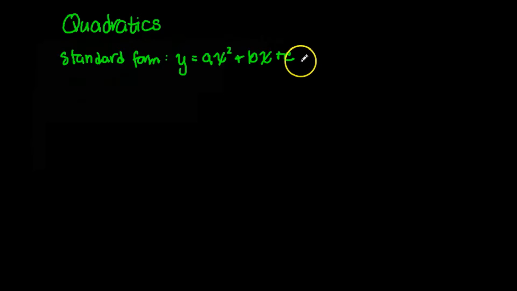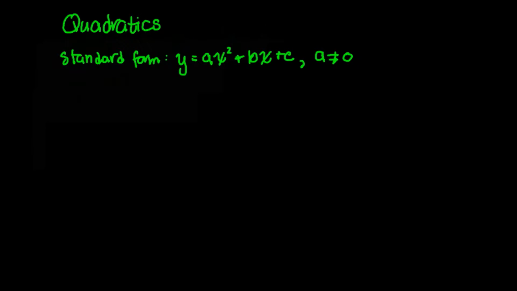The only restriction on this is that a cannot equal 0. And the reason is because if this was equal to 0, this whole term would equal 0, and our x squared would disappear. And that's kind of what makes this a quadratic. So we can't get rid of that. So a cannot be equal to 0.